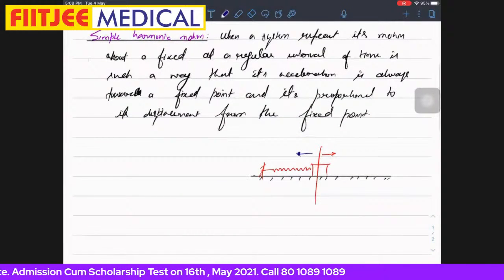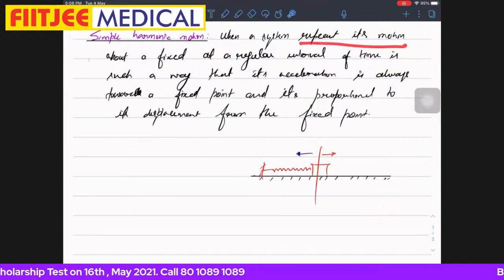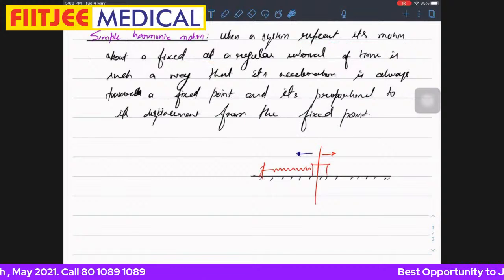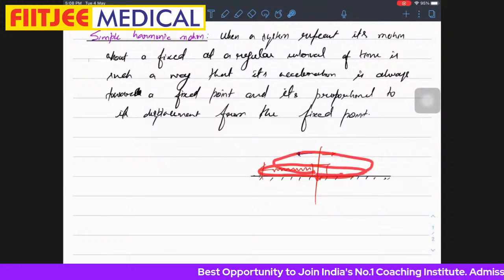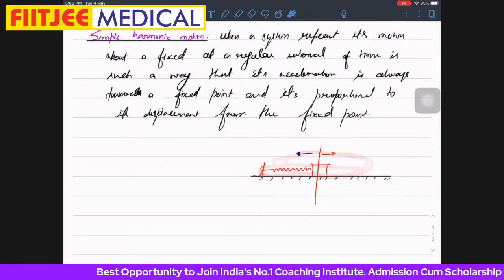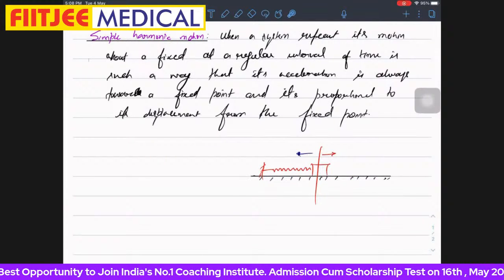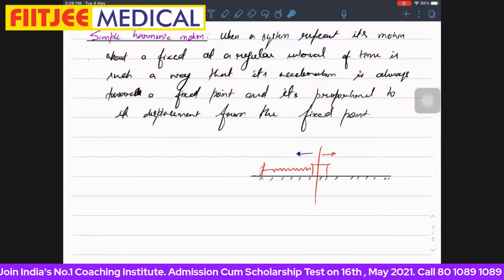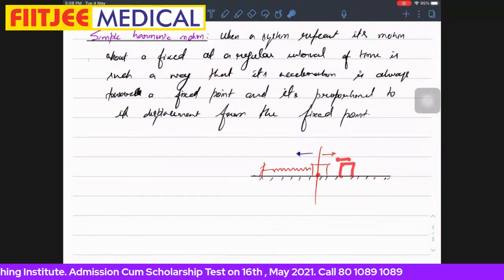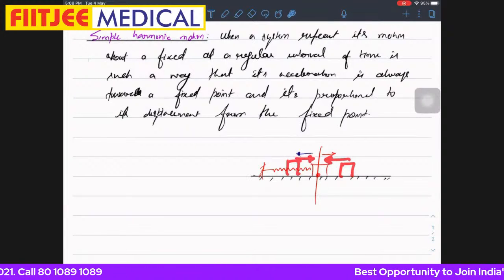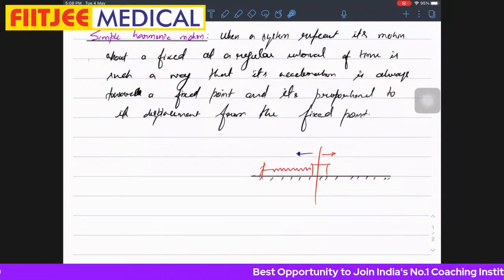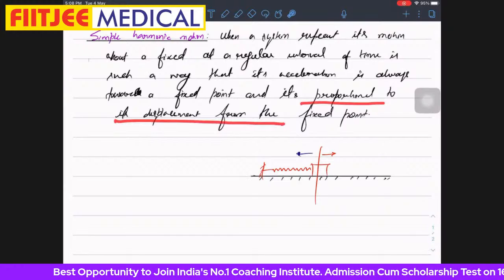First I have explained what is the meaning of repeating its motion about a fixed point at a regular interval of time. This will be the fixed point, and it repeats its motion after a fixed interval of time about this point. After this, what should be the condition? Acceleration should always be towards the fixed point. It means when the object is moving in this direction, its acceleration should be in this direction. When the object is here, acceleration should be in this direction. Then it will be SHM. One more condition is there. Its acceleration should be proportional to the displacement from the fixed point.